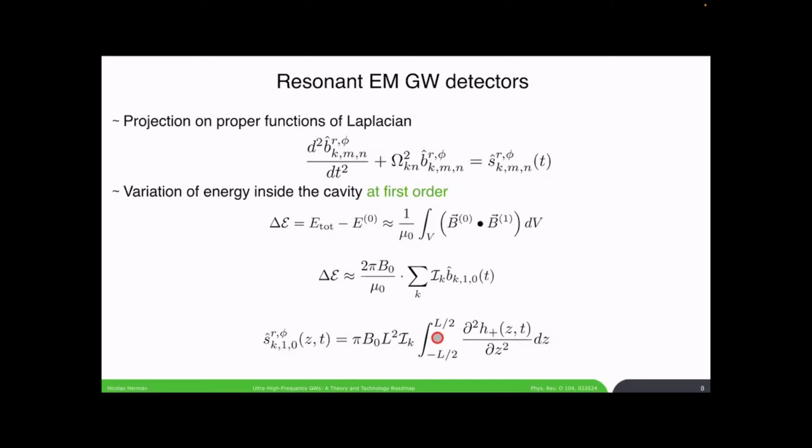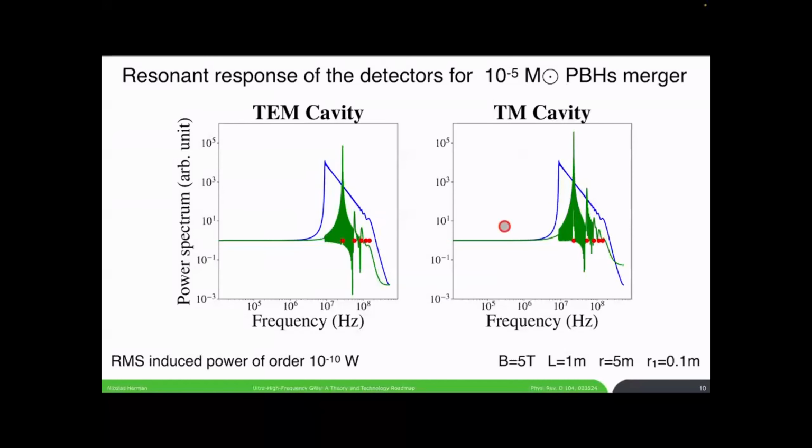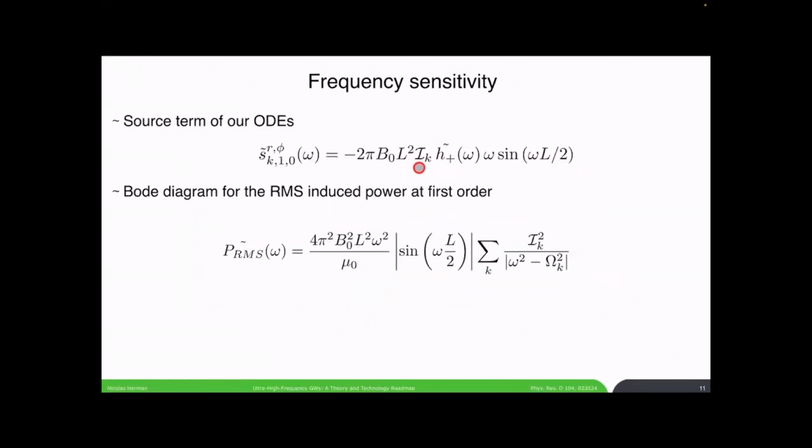And after, to solve, first we use a temporal approach. So it's an ODE solving. But after, we make a frequency analysis. So we solve the equation in the Fourier domain. And then we have the source term in terms of frequency. And then here, it's the root mean square induced power for just a sinus function in the cavity. And this expression is fully analytic.